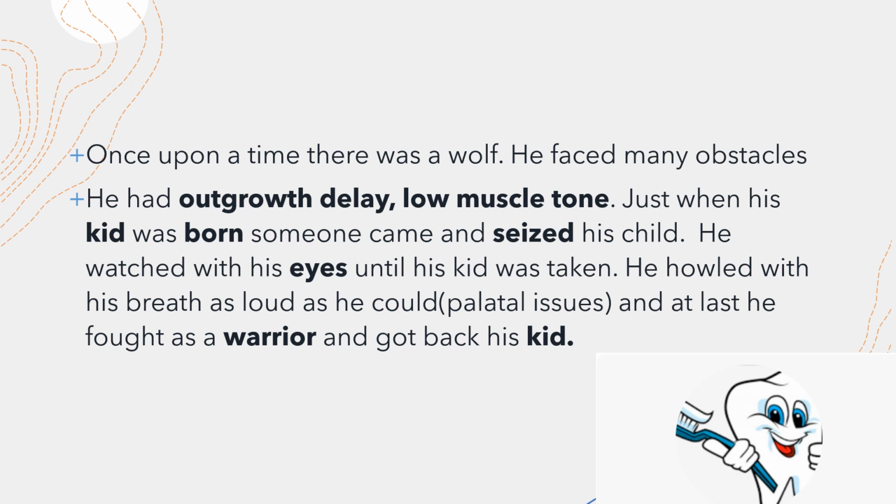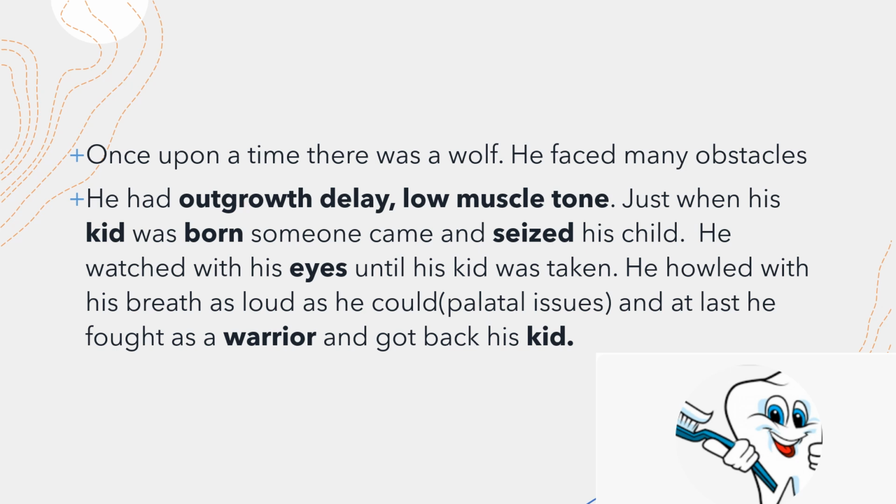Just when his kid was born: kid relates to kidney disorder, and born relates to any condition people have when they are born, which is called congenital. So people with Wolff-Hirschhorn syndrome get congenital heart disease. As you can see in the previous slide, there was a C which relates to congenital heart. Just when his kid was born, someone came and seized his child. Seized relates to seizures, so people with this syndrome get fits or seizures.